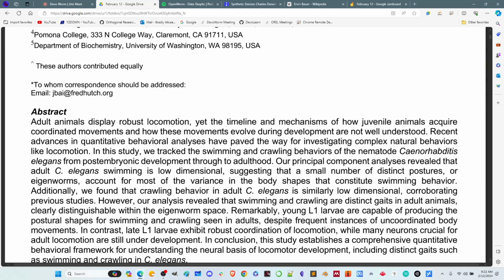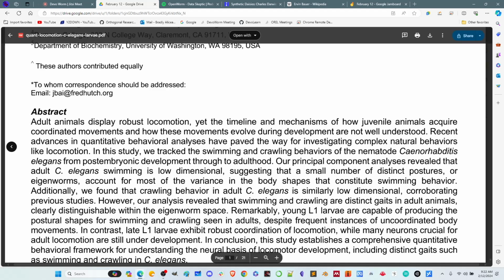But the thing is, we don't know about the larval stages because they are a bit different from the adult stages. They haven't quite gotten all of their cells yet. There's some post-embryonic cell differentiation, so we might expect changes in both the connectome, which people are working on, and the movement output. So that's where they're going with this.